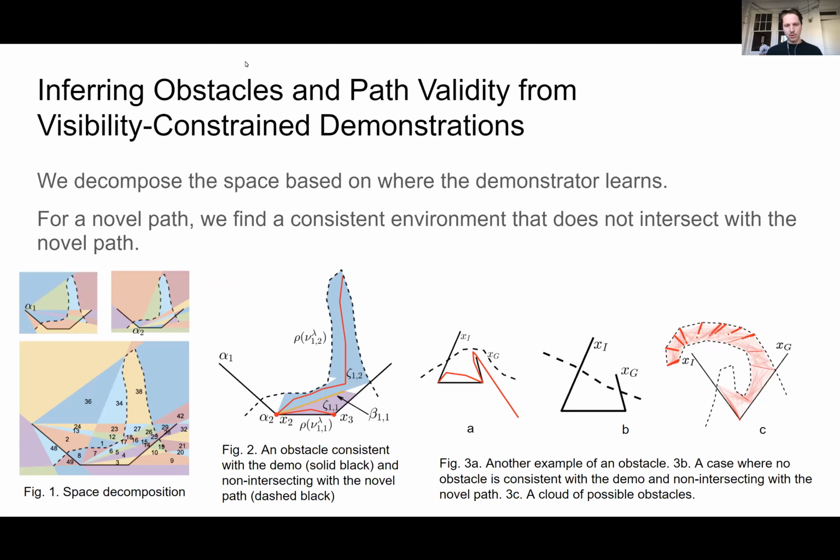Figure 3 shows two more examples, including 3b, where there is no obstacle that is both consistent with the demonstration and also does not intersect with the novel path. So we know the novel path here is certainly unsafe. And in figure 3c, we show a cloud of many possible obstacles that are consistent.